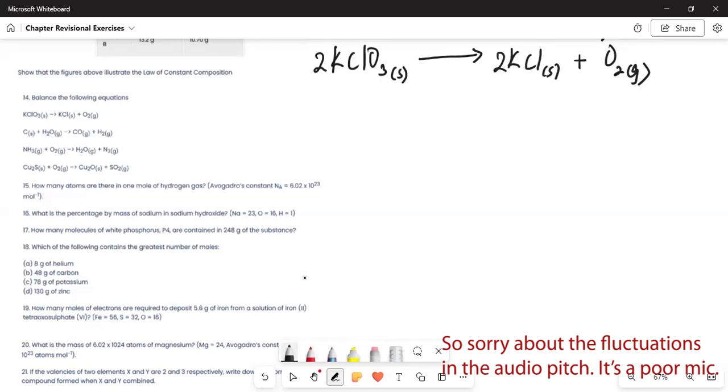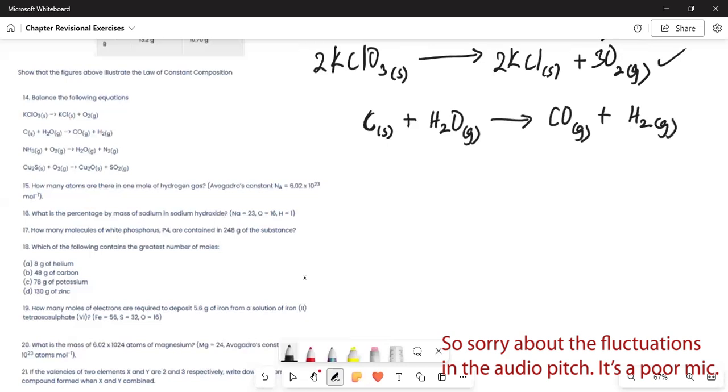And these two also affect oxygen. 2 times 3 is 6. To balance it on the product side, we put 3 here, so 3 times 2 is 6. And that equation is balanced. Then the second one: carbon plus water, giving us carbon monoxide and hydrogen. To balance this, carbon is 1 on the reactant side and also 1 on the product side. Hydrogen is 2, also 2 on the product side. Oxygen is 1, also 1. Then the equation is balanced.